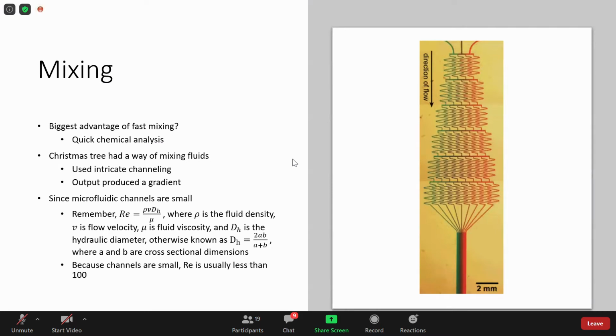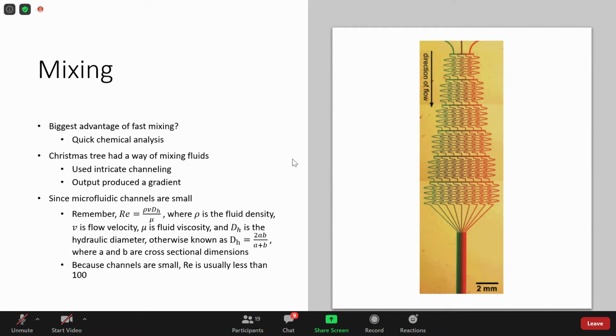For example, previously we talked about this Christmas tree method, a way of mixing fluids by using intricate channeling, and the output produces a gradient. Since microfluidic channels are small, and to review a little about the Reynolds number, it is usually less than 100. Since it's less than 100, most flow within the microfluidic channels is laminar.